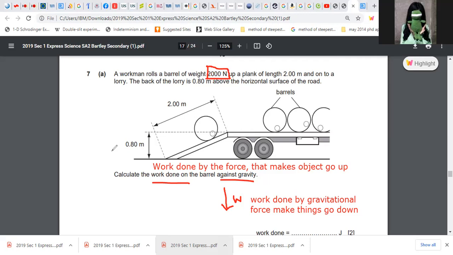Let me find the formula. You forgot the formula? It is F times D. Yeah. Then they must be in the same direction. F and D in the same direction, like F in this direction, then D also in this direction. Must be the same direction.